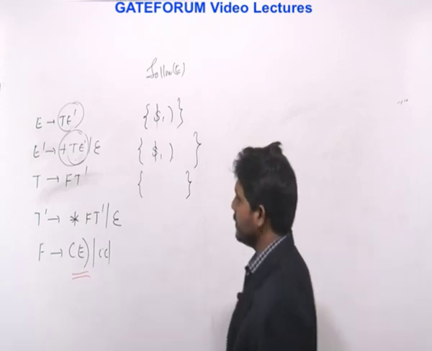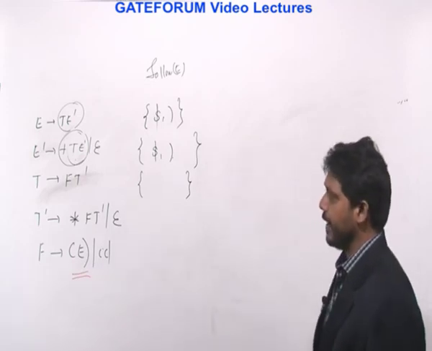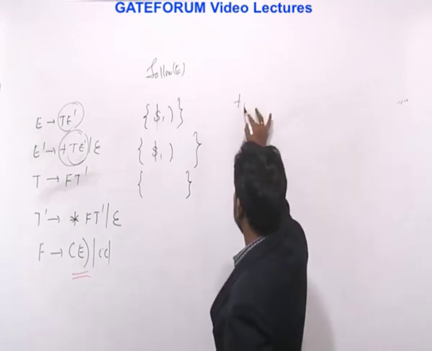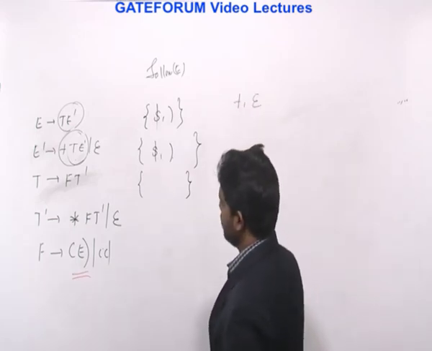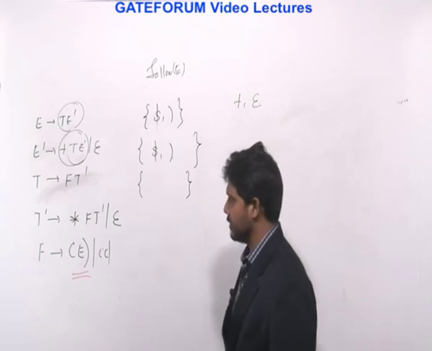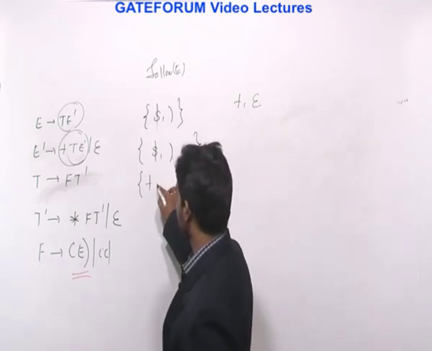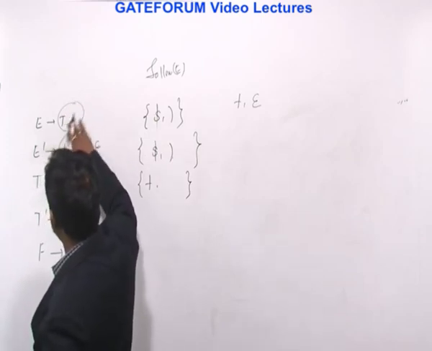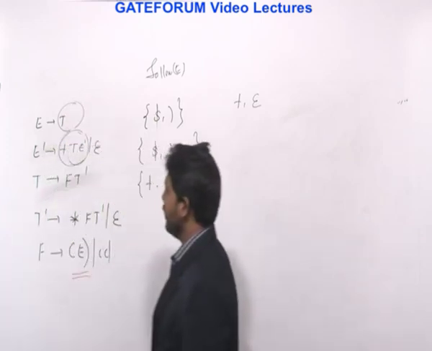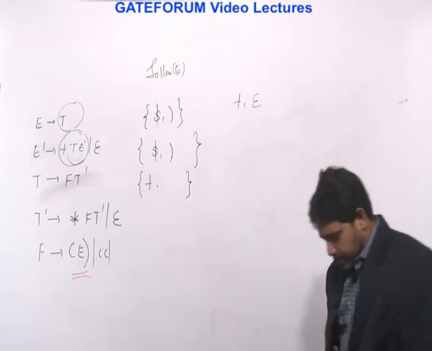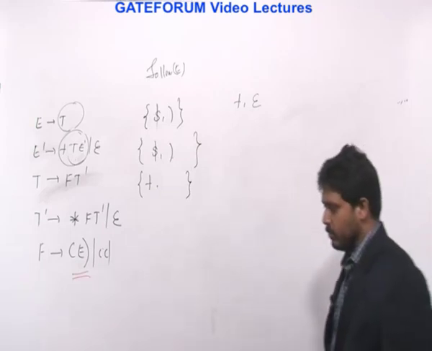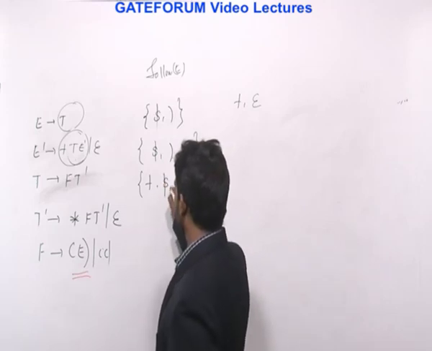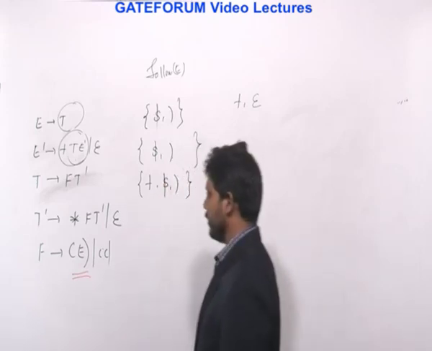Okay, so after T there is an E dash. The first of E dash. We have done the first of E dash calculation previously, and it was plus and epsilon. So E dash can derive plus, so I will include plus. But if E dash derives epsilon, then it will look like this, and the rule that is applicable is the last symbol rule. That follow of T is follow of E, and then dollar and closing bracket will be included into this.